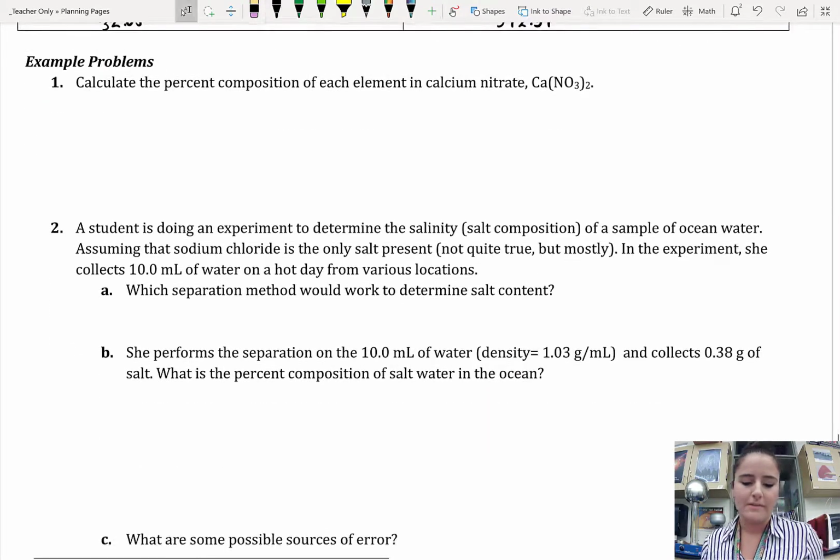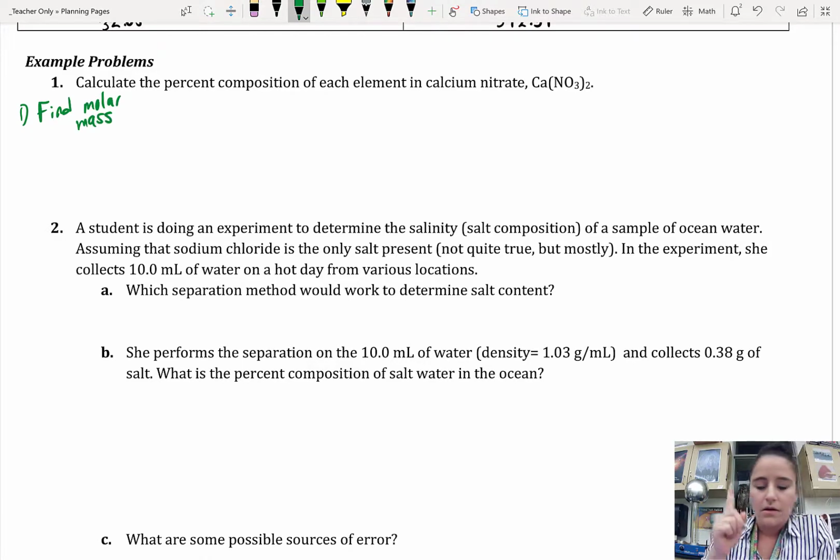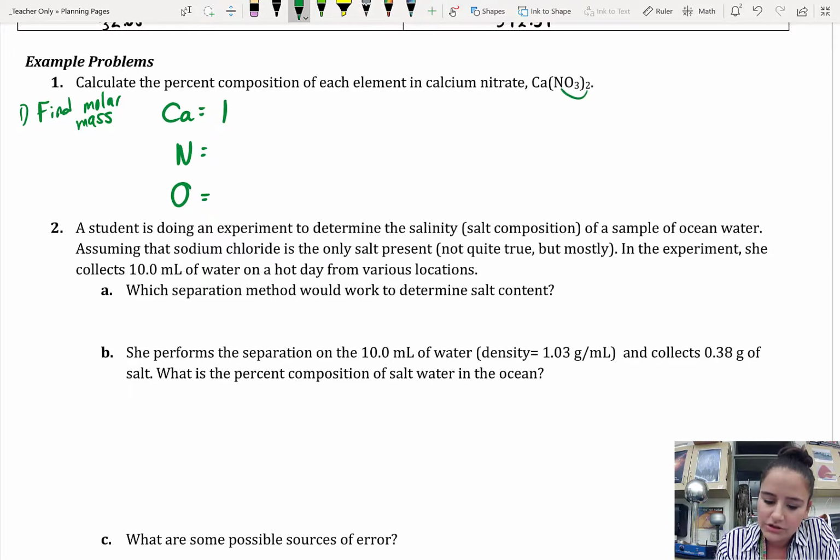So our first practice problem is going to be to calculate the percent composition of each element in calcium nitrate, which is Ca(NO3)2. So the first thing I'm going to do is find the molar mass, or the mass of one particle of calcium nitrate. So we have calcium atoms, nitrogen atoms, and oxygen atoms. We have one calcium, and then that 2 distributes in, so we have 2 nitrogens and 2 times 3, 6 oxygens. The mass of calcium, and again, I'm just getting these directly from the periodic table, is 40.08.